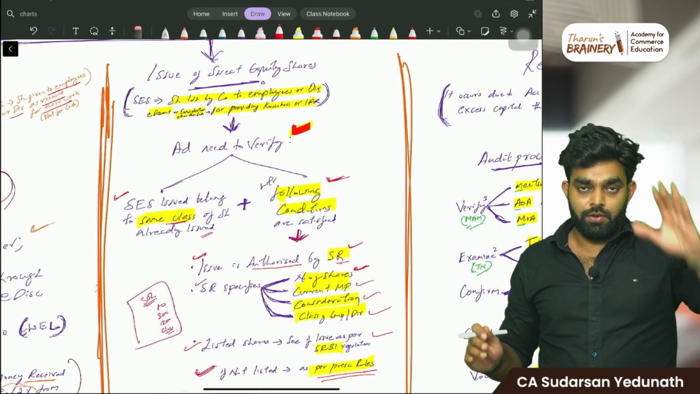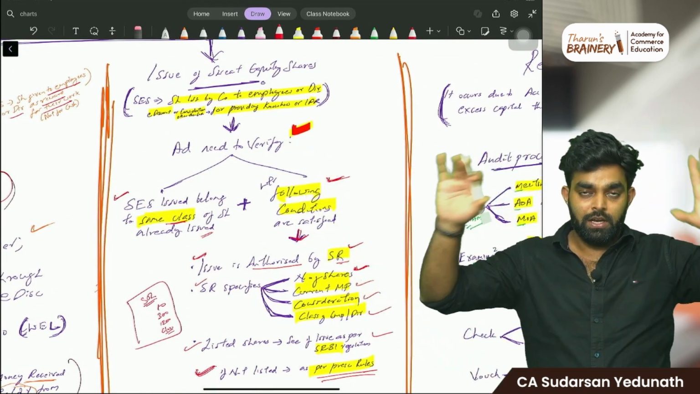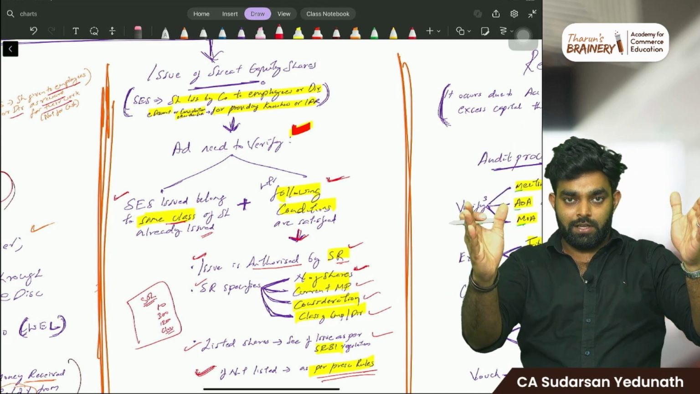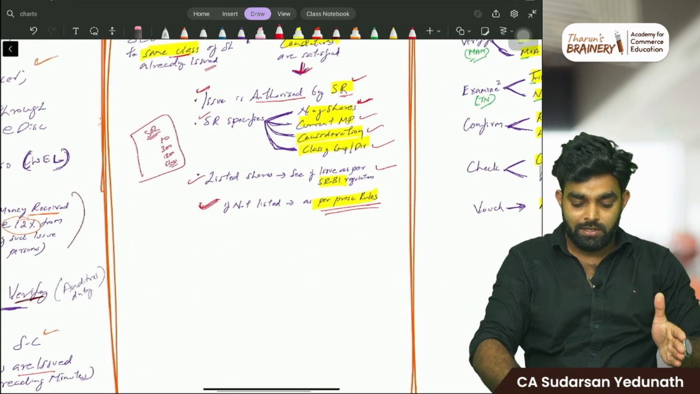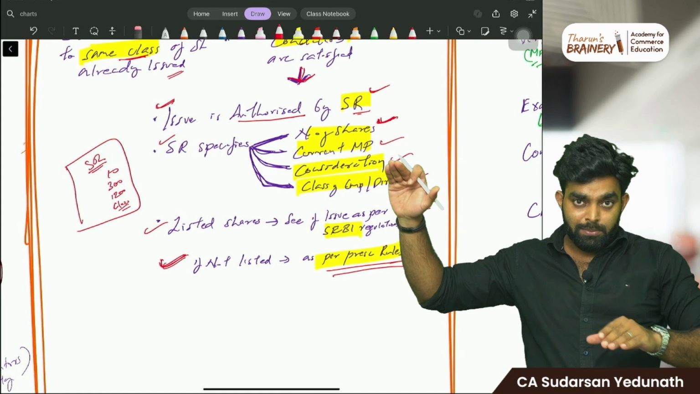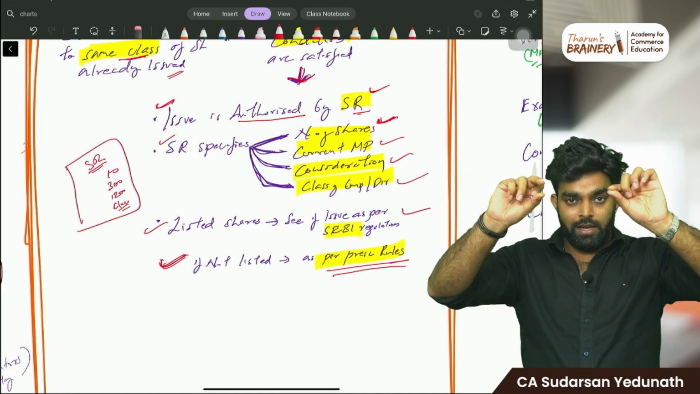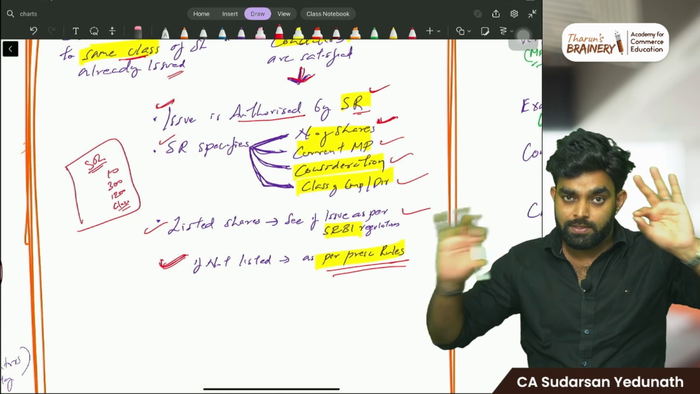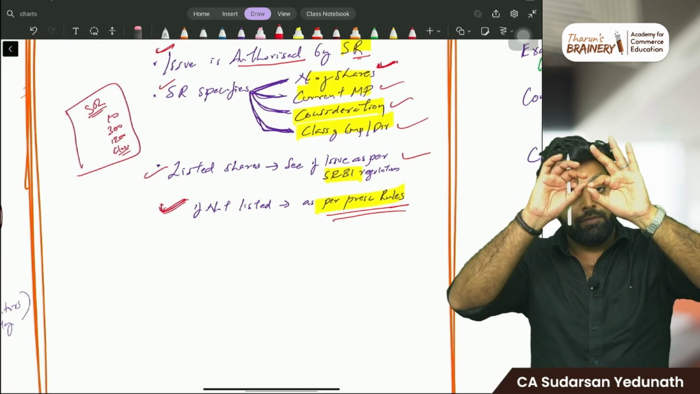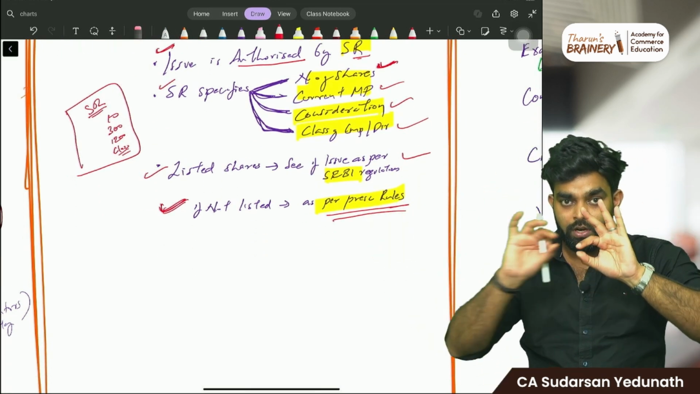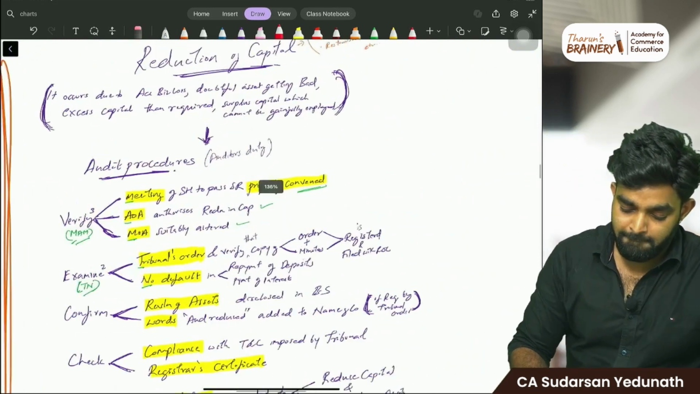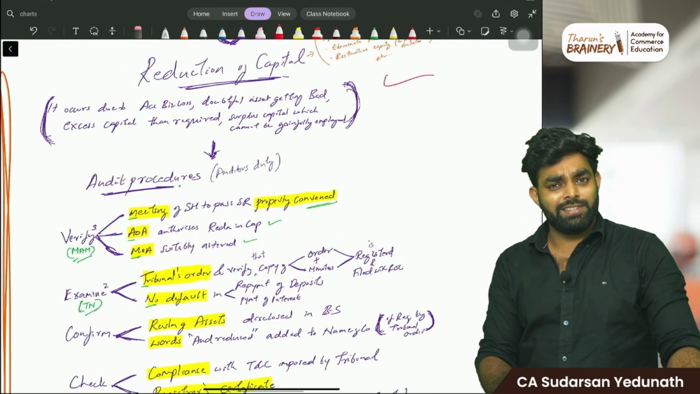So get this thing: issue of sweat equity shares only to these kinds of people. The auditor has to check whether it is of the same class and whether the following conditions are fulfilled. What are those conditions? See, the issue is authorized by a special resolution. The special resolution needs to include all these 4 points. Then, if it is a listed share, SEBI regulation is followed. If it's not listed, as per prescribed rules. Keep in mind. Then the last point of share capital, we are done with this.